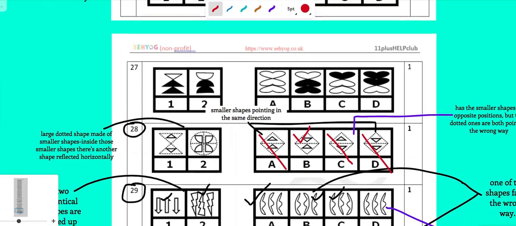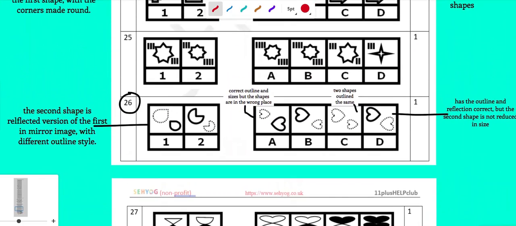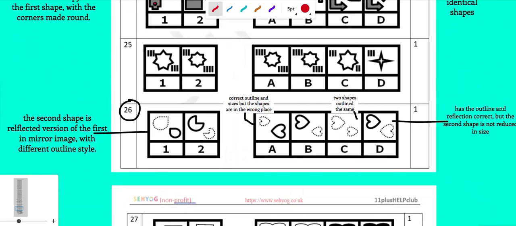Moving on with our next question, that is question number 26, where in figures 1 and 2, we see the second shape is the reflected version of the first one. Here, if the first image is the dotted one, the second one is the solid outline. And here it is vice versa: if the first image is in solid outline, the second image is in dotted outline.